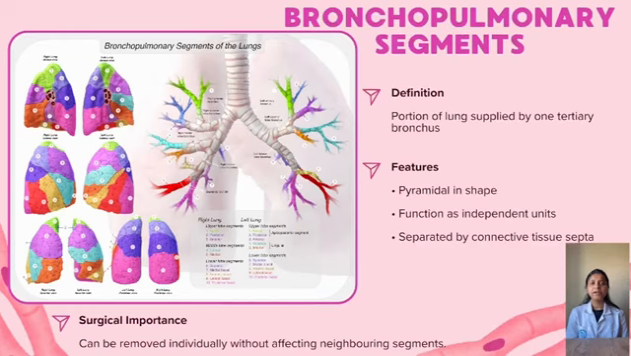Bronchopulmonary segments have great surgical importance because each segment functions as an independent unit and can be removed without affecting the neighboring segments. This makes segmental lung surgery safer and more effective. They are also important in the drainage and management of certain lung diseases.